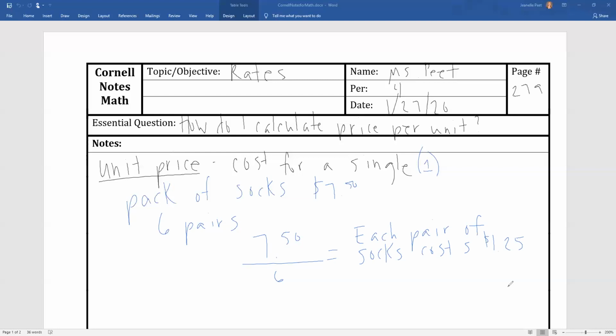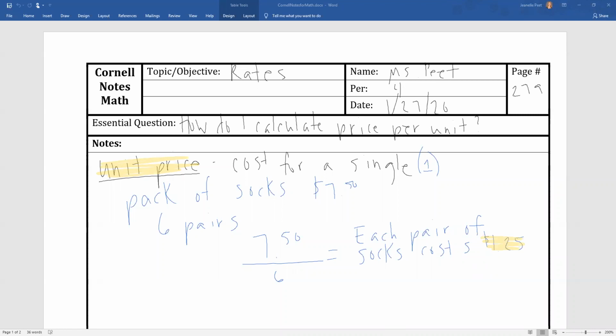So let me highlight that. Go ahead and get your highlighters out, and we're going to highlight $1.25 is my unit price. Okay. And unit pricing helps customers determine which brand or which size package provides the better buy, right? So if I was comparing two, let's do a different color.